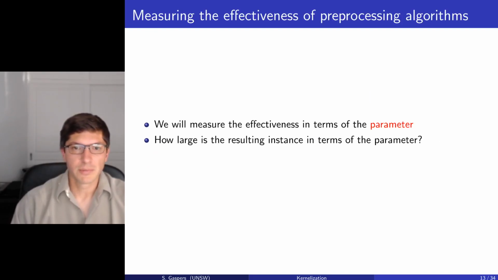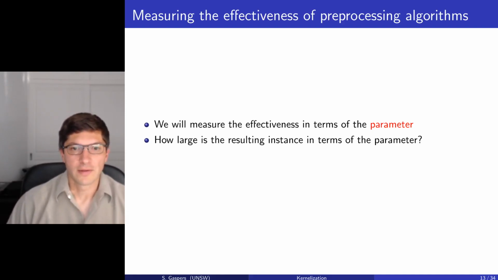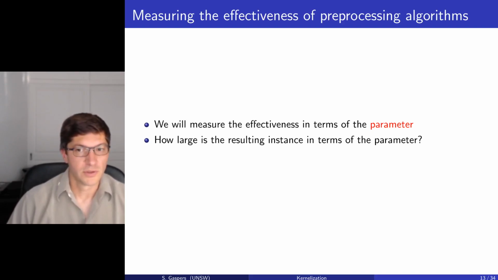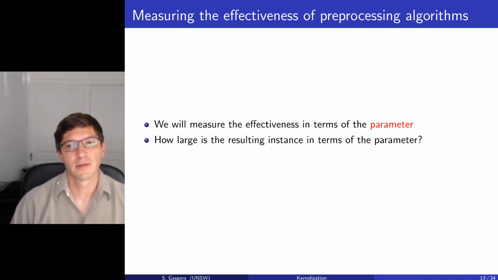And what we will do is we will measure the effectiveness in terms of the parameter. So we will ask, how large is the resulting instance as a function of the parameter? Will it return instances of size 2 to the power k? Will it return instances of size 4 to the power k? Will it return instances of size k squared, maybe even a polynomial in k? And then we can really compare these preprocessing algorithms.